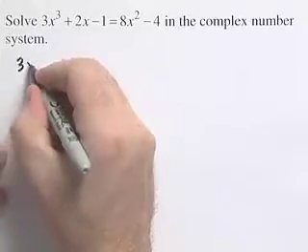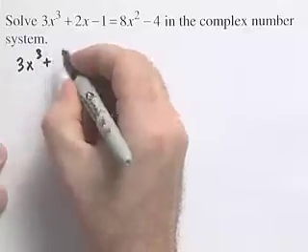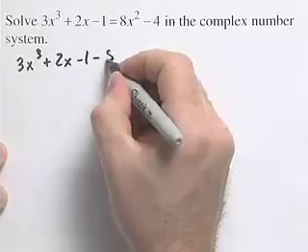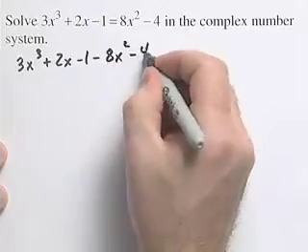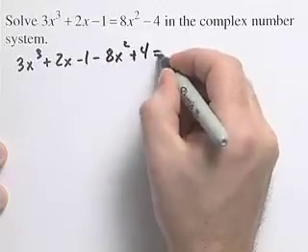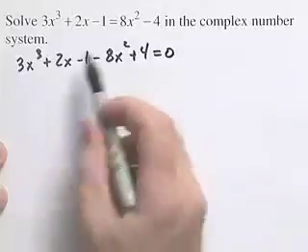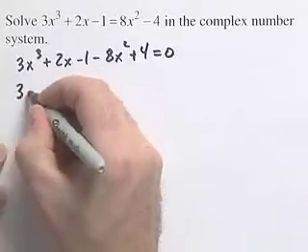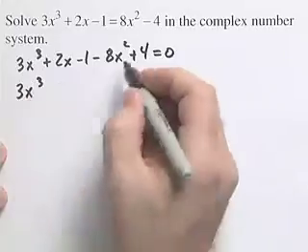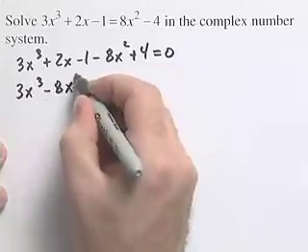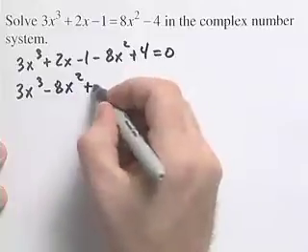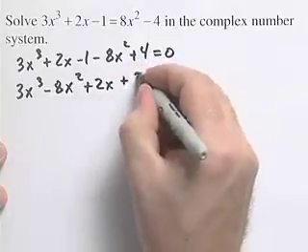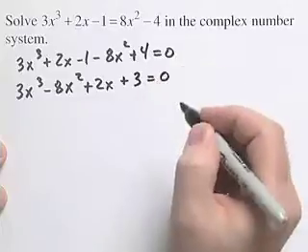So we'll have 3x cubed plus 2x minus 1 minus 8x squared plus 4 equals 0. We're going to rewrite this so that the exponents are in decreasing order. We'll have 3x cubed minus 8x squared plus 2x. Then we have a minus 1 plus 4, which gives us plus 3. And that's equal to 0.